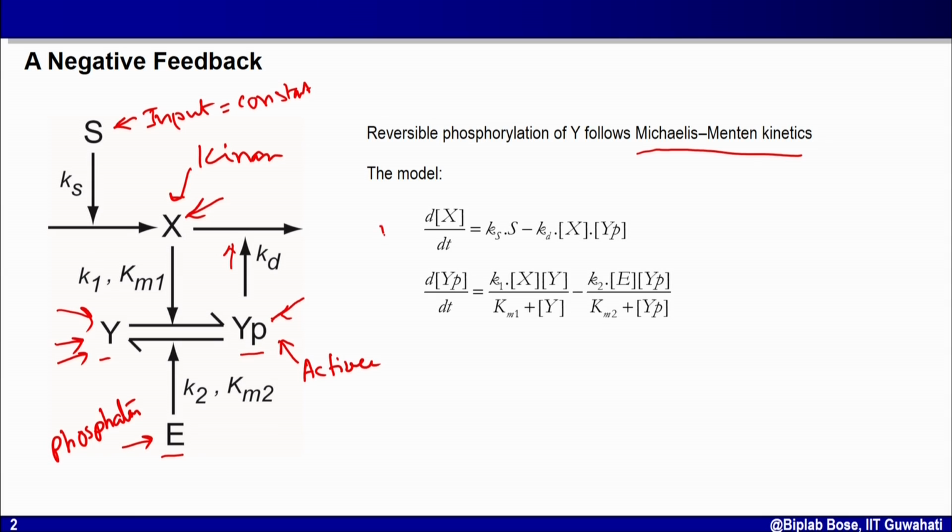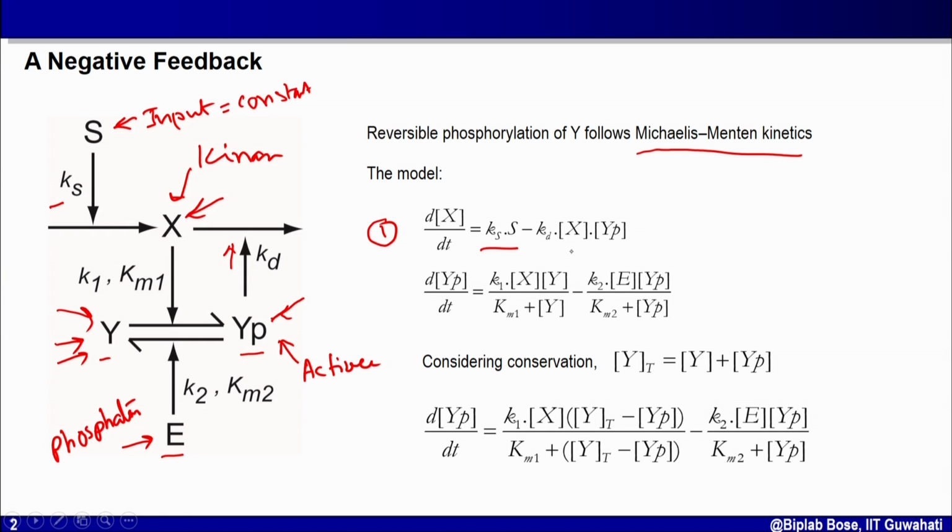The first one is for X concentration. I am writing an ODE to represent rate of change of concentration of X. So dX/dt is equal to Ks into S. Ks is the rate constant as shown here into S. So that is the term representing production of X, minus Kd into X into YP. So this last term, Kd into X into YP, is representing the degradation of X.